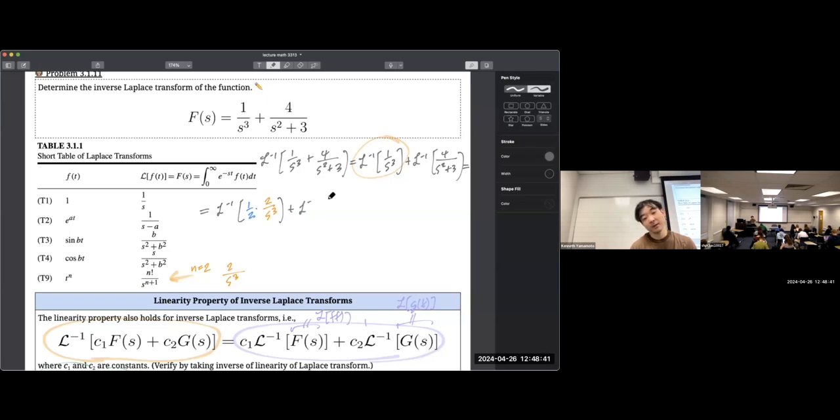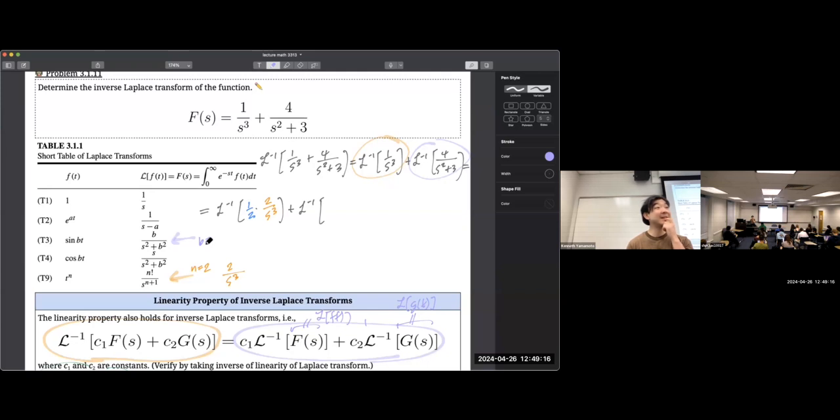Plus, I'm going to do the inverse Laplace transform of this right here, 4 over s squared plus 3. Which entry do you think we would use for that one? It'll have to be the third one, because there's no s up here. It's just a 4 right here. So that's a constant. And in particular, you'd have to use this third one with b equal to what?